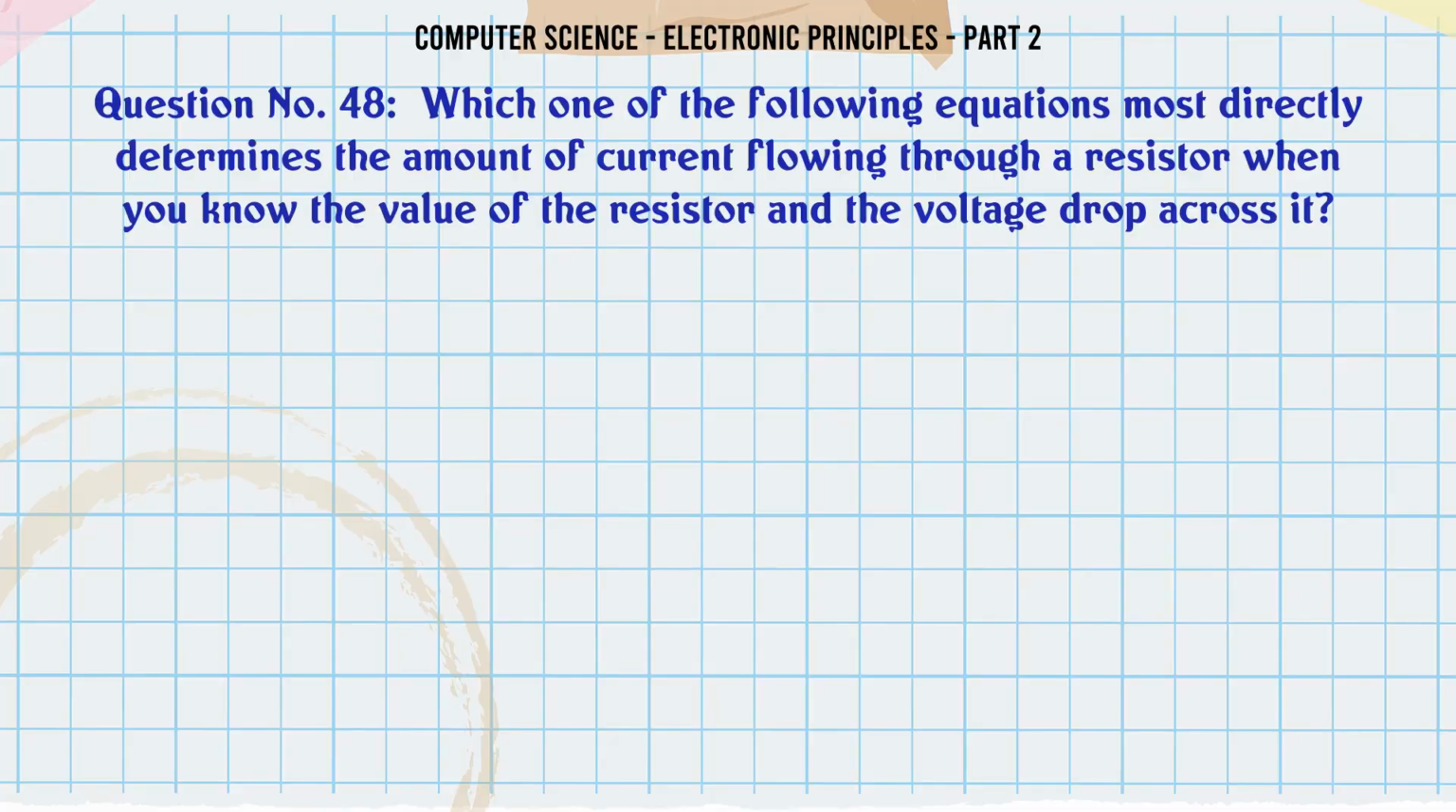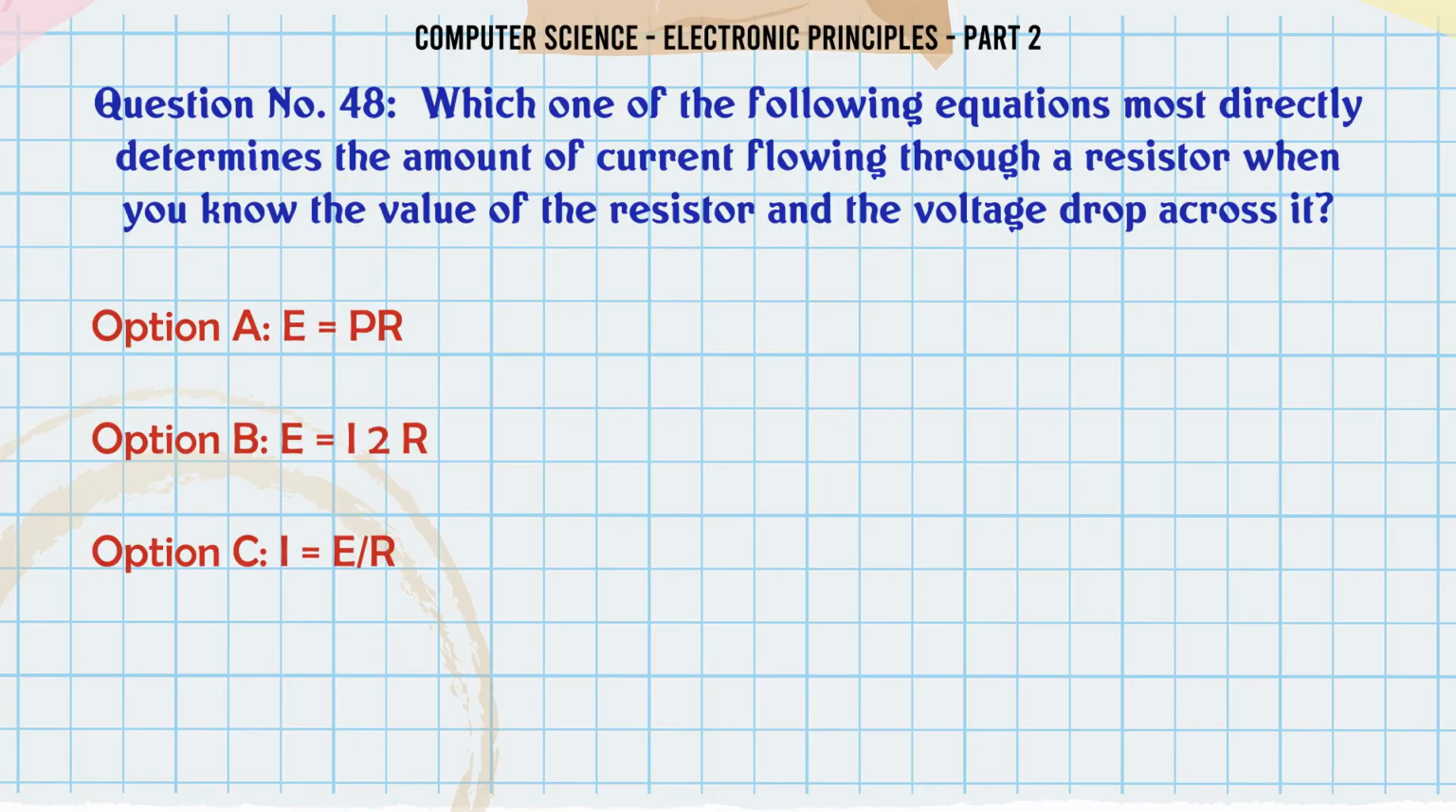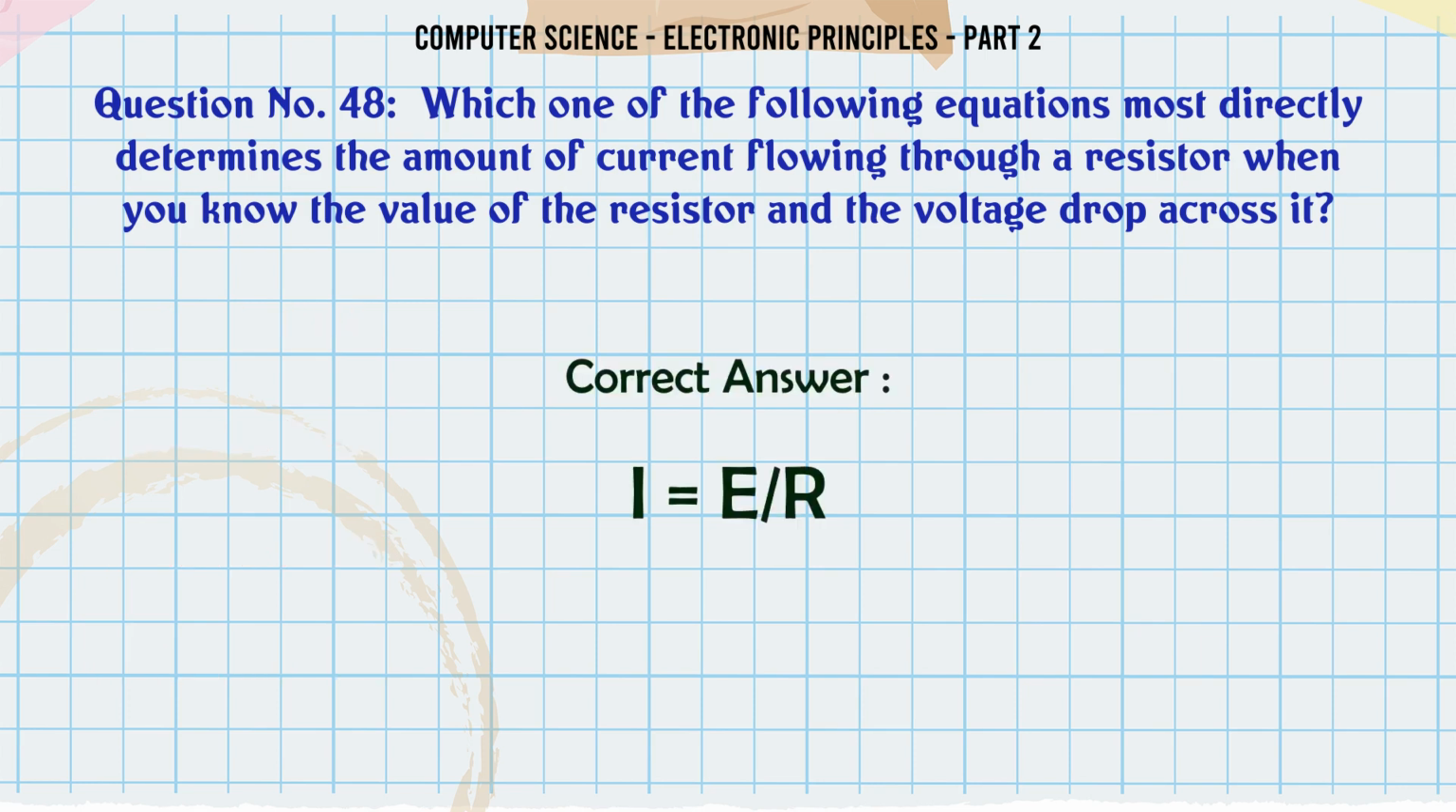Which one of the following equations most directly determines the amount of current flowing through a resistor when you know the value of the resistor and the voltage drop across it? A. E = PR, B. E = I/R, C. I = ER, D. I = E/R. The correct answer is I = E/R.